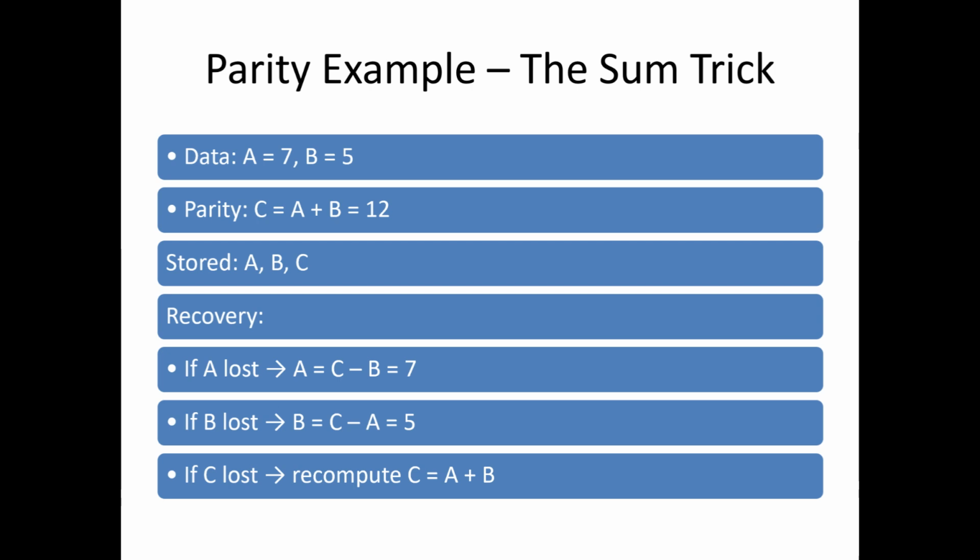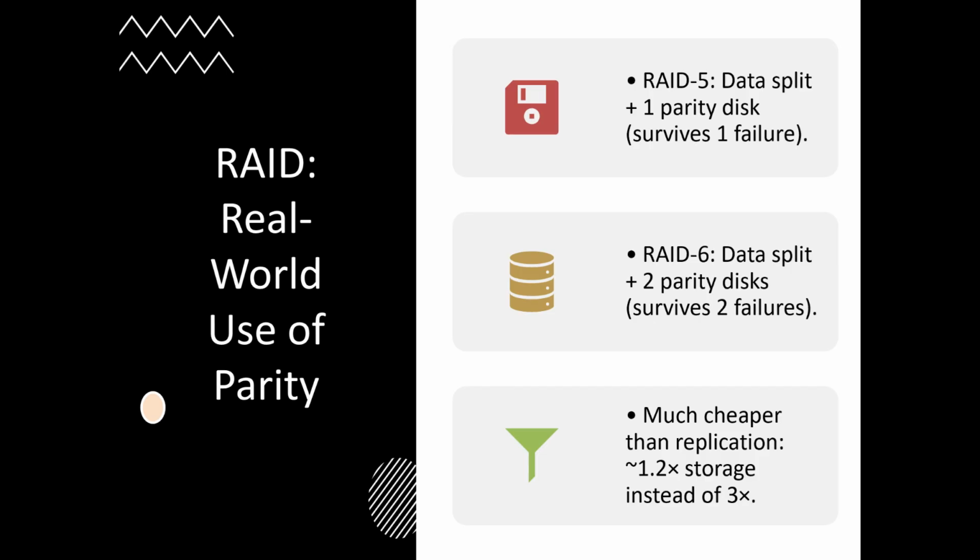So now what happens if you lose A? You can reconstruct A with C minus B. If you lose B, you can compute B with C minus A. And if you lose C, you can recompute C with A plus B. So with just one extra parity block, you can survive the loss of any one block. This is exactly what systems like RAID do.